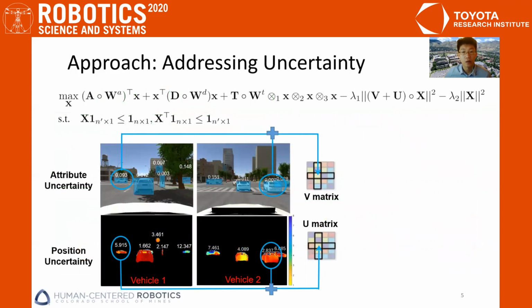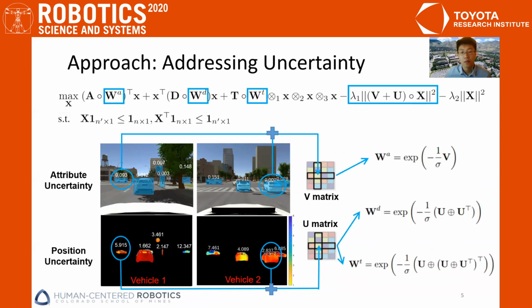However, as we know, attribute and position information of objects obtained from sensors or computer vision algorithms always has uncertainty. The quantified attribute and position uncertainties of objects are shown on this page. We represent the attribute and position uncertainties between two observations as matrices V and U separately. Then we introduce a new regularization term over the correspondence matrix X to control the sum of attribute and position uncertainties. Intuitively, if two objects have large uncertainties, it may still be inappropriate to match them together even though they have a large similarity score.